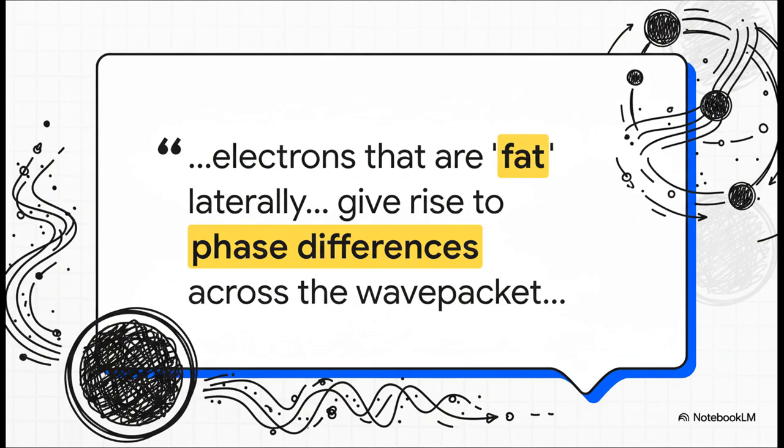I absolutely love this quote here on the slide. To explain how that phase contrast thing works, the source material describes using electrons that are fat laterally. It's just such a great and memorable way of saying that the electron's wave is wide enough that it actually interacts with itself as it goes past the atoms, and that's what creates the signal we can detect. I mean, come on, you're not going to forget fat electrons anytime soon, right?